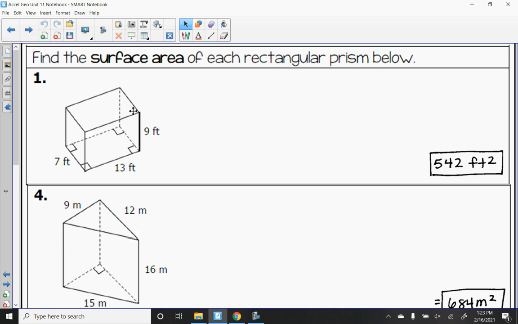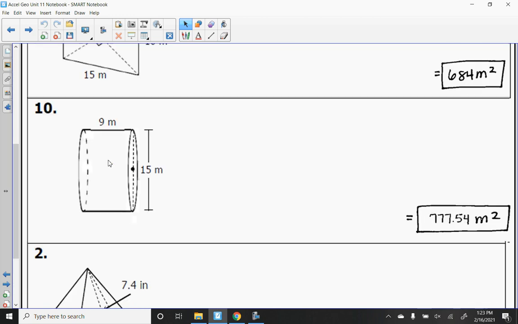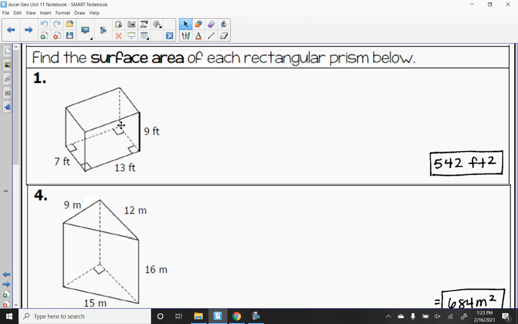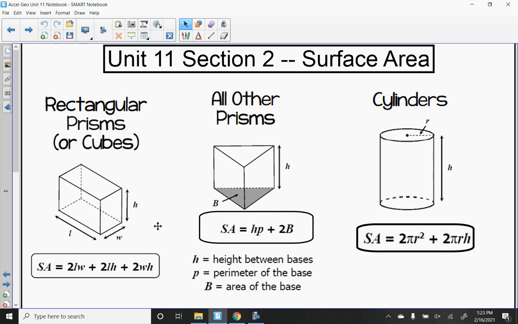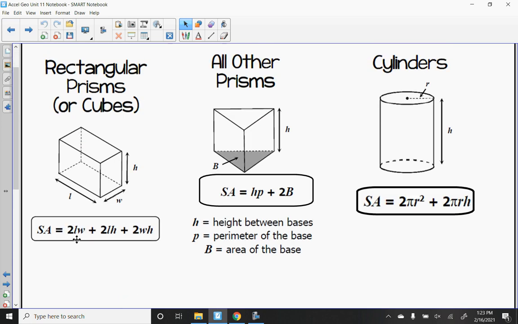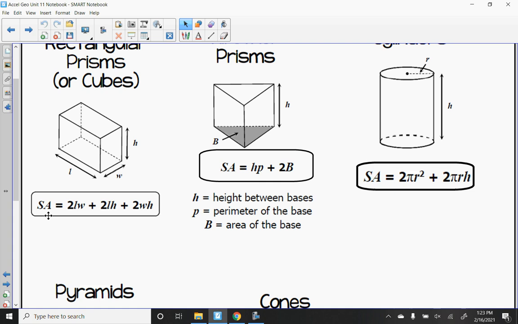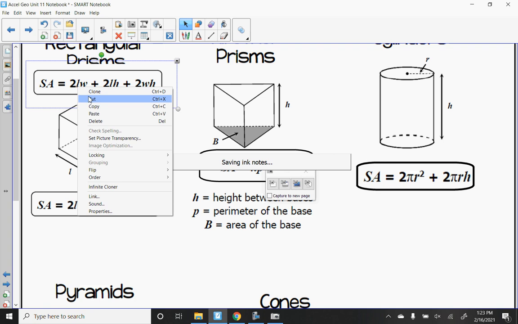So our first picture of our four on this page would be a rectangular prism, known like a box of tissues or cereal box. Here we have our rectangular prism on the previous page, surface area, 2 times LW plus 2 times LH plus 2 times WH here. Let me copy this onto the next page so we can use it, so we don't have to keep flipping back and forth.